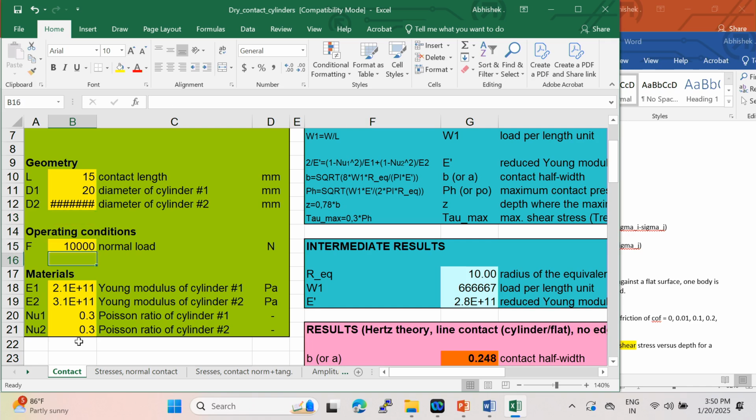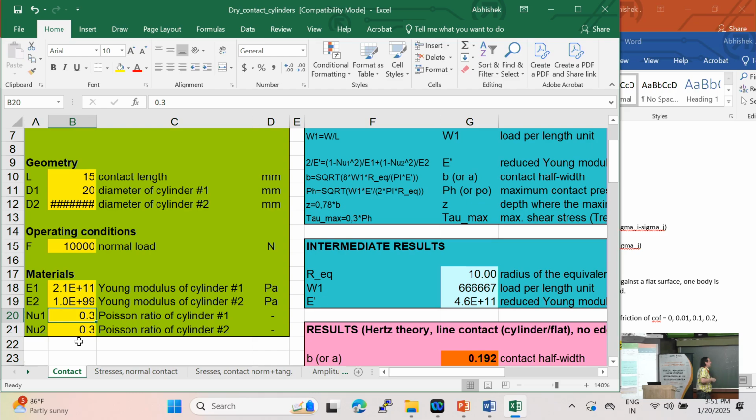The load is the same. Now for the material, I will consider that the bottom surface will be rigid. Then I will use for the Young modulus something which is very, very large. Again, the same. That means plus. Now, what is the Young modulus for the equivalent cylinder?